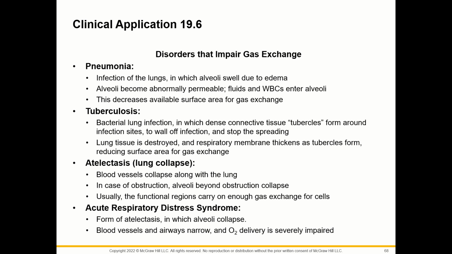Lung collapse. I'm not going to try to say the word again. I apologize. Blood vessels collapse along with the lung, and in case of obstruction, the alveoli beyond the obstruction collapse. Usually the functional regions carry on enough gas exchange for the cells. Acute respiratory distress syndrome is a form of atelectasis. It made me say it again anyway. In which the alveoli collapse. It's not funny. You don't want your alveoli collapsing. Blood vessels and airways narrow, and oxygen delivery is severely impaired.